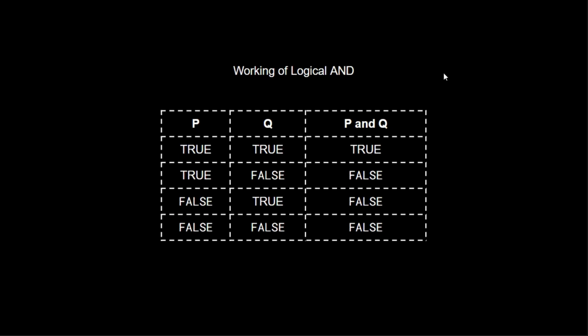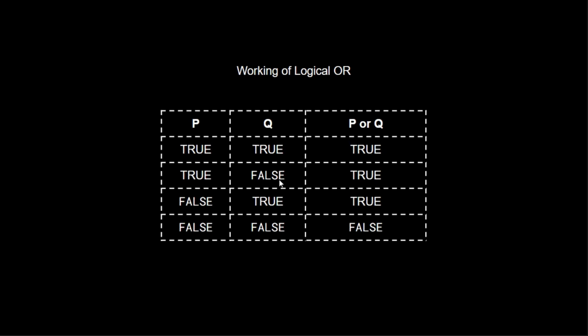So similarly, we will go for the working of logical OR, where we have got a set of results of P and a set of results of Q, and we are combining them with the help of P or Q. So when the result of P is true and the result of Q is true, then when we combine them with the OR operator, we get true. In the next case, the P result is true and the Q result is false. Then when we combine them with the OR operator, we get true as the answer.